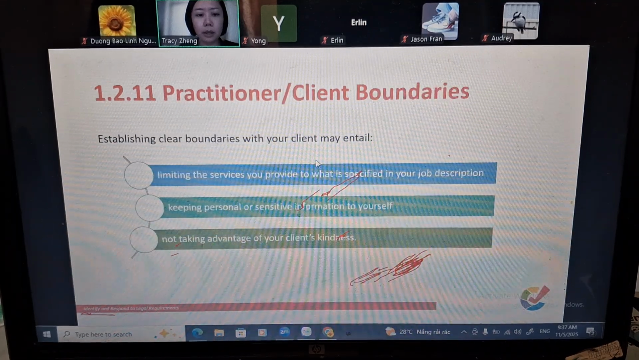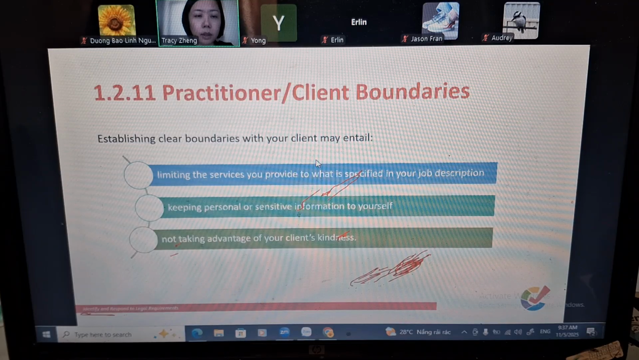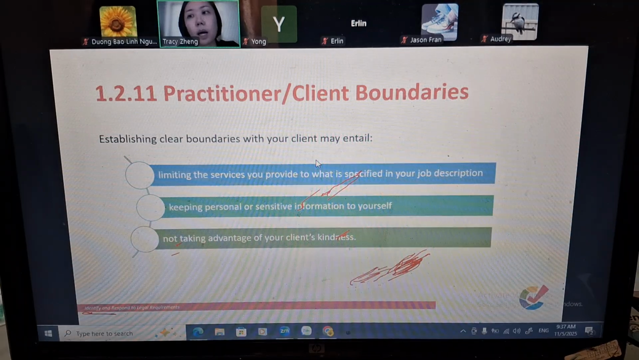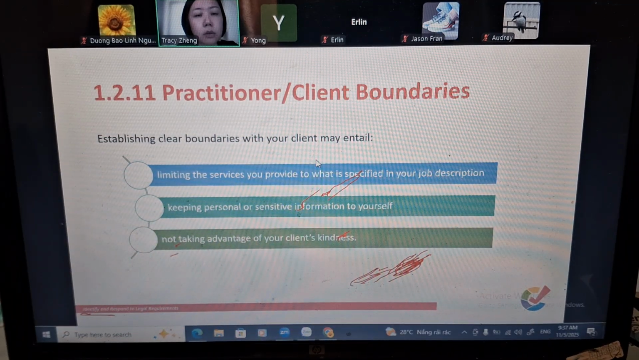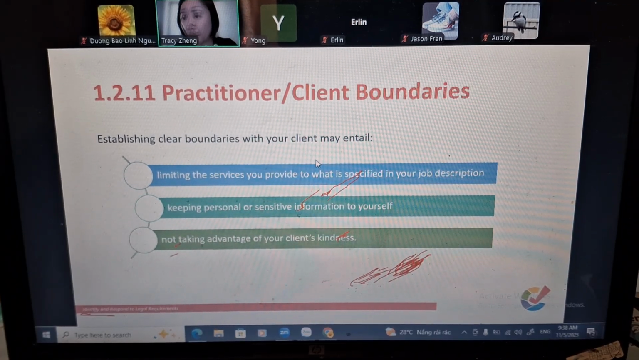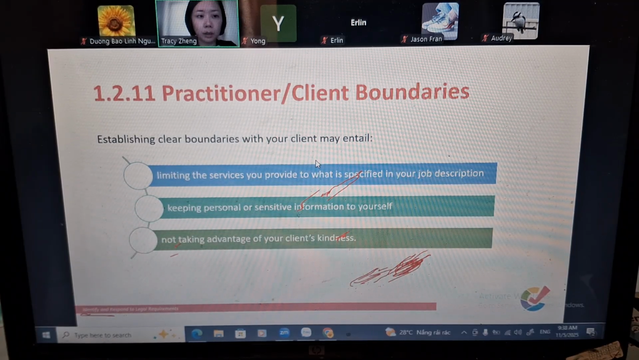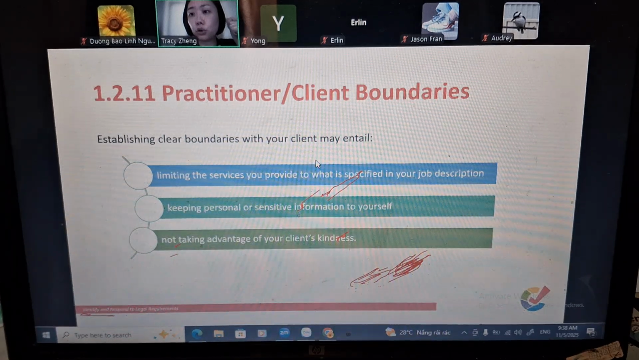And the following is about the client's boundary and the practitioner's boundary. As support workers, or even registered nurses or doctors, we always need to establish a clear boundary in our role. We must know what we're supposed to do, what is our job and what is not our job to do. That means limiting the services you provide to what is specific to your job role description.